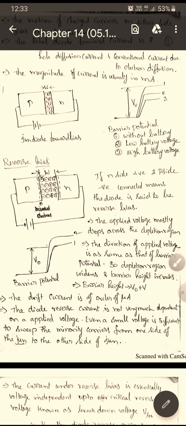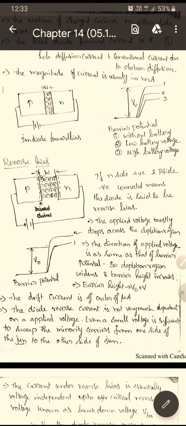The drift current is of the order of microamperes. If it is forward bias, it will be milliamperes. If it is reverse bias, the drift current will be of microamperes. The diode reverse current is not very much dependent on the applied voltage.